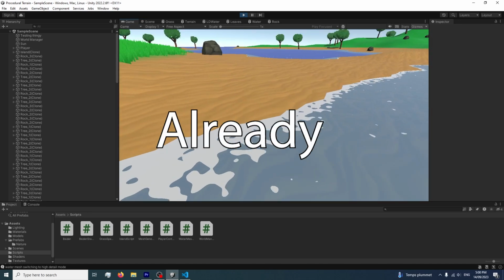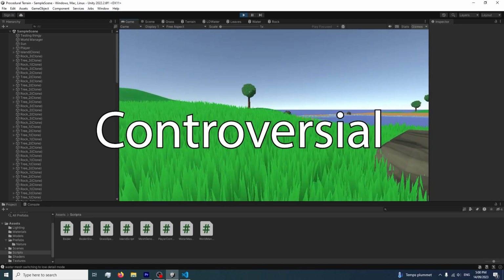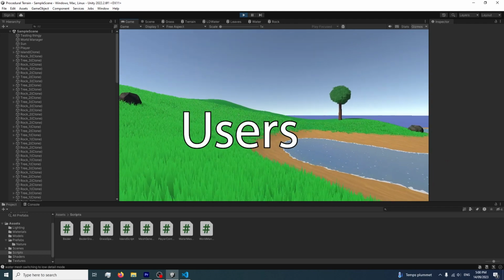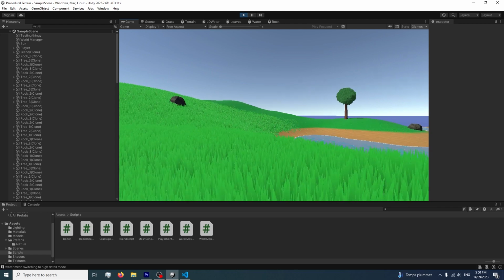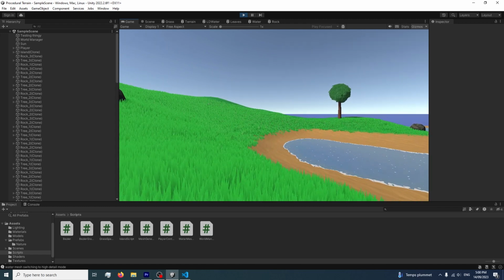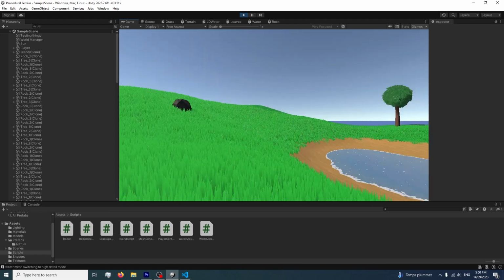So as I'm sure many of you already know, Unity has decided to make some controversial changes to the way they collect revenue from their users. I've seen a lot of 20-minute plus videos on this topic, and a lot of them don't just explain how it works, so that's what I plan to do. I'll try and be as unbiased as possible and just say what's going on.